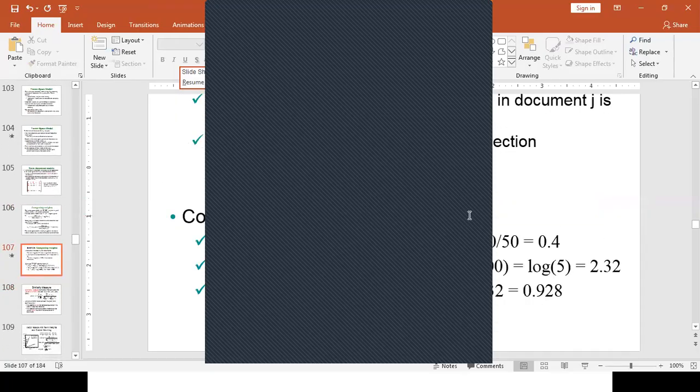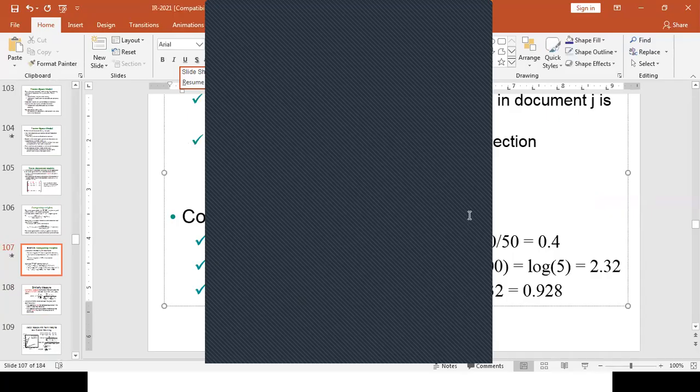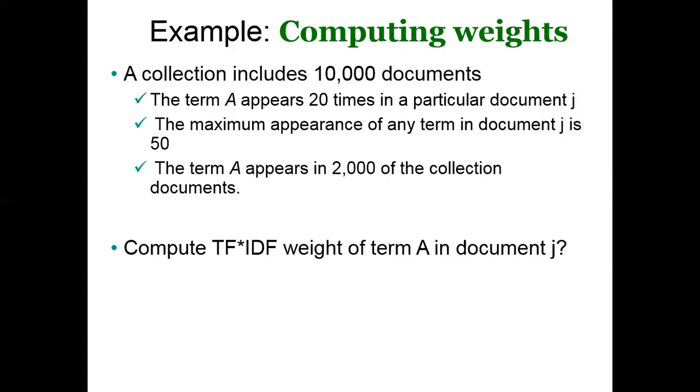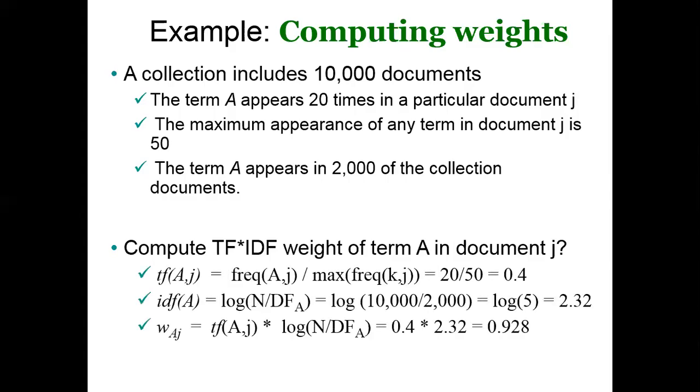Compute term frequency inverse document frequency weight of term A in document J. Because we are calculating the importance of term A for representing document J. So that means we have to know first the term frequency of term A in document J. That means the term A appears 20 times in a particular document J.